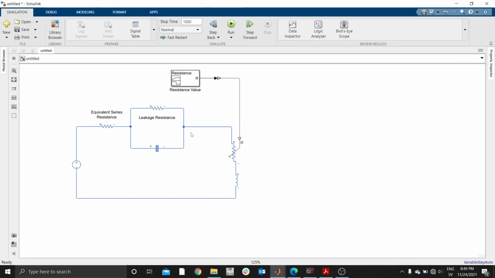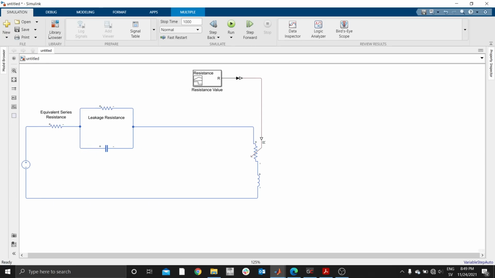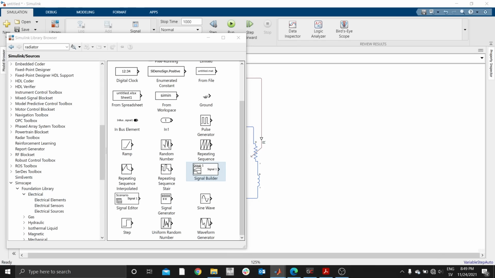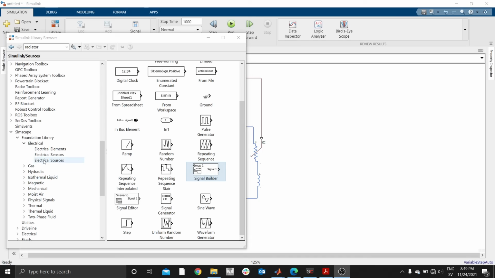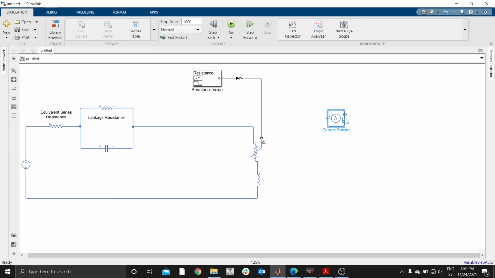Okay, I go back here. Let's now measure the current. I'm going to put my current sensor here. Therefore, let me drag this back a little bit like that. Then I need to go back to the library. We go to Simscape, here, and use electrical sensor and use a current sensor. Then I'm supposed to delete this branch and connect the current sensor like that.